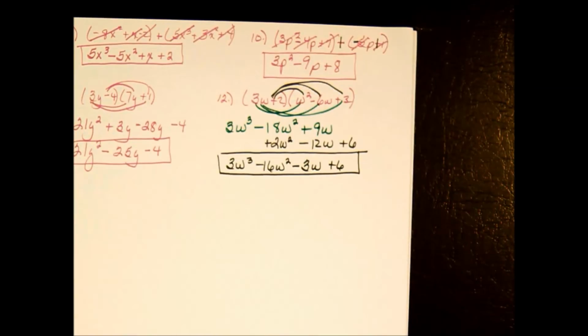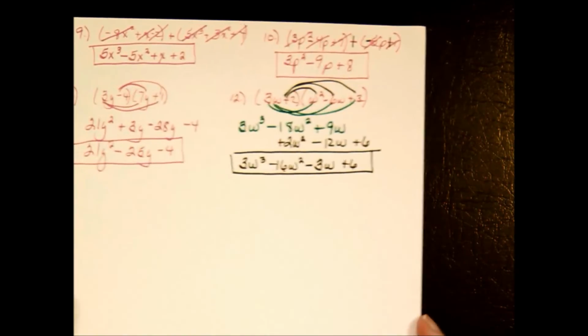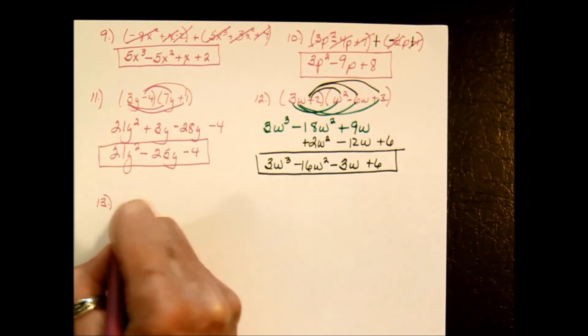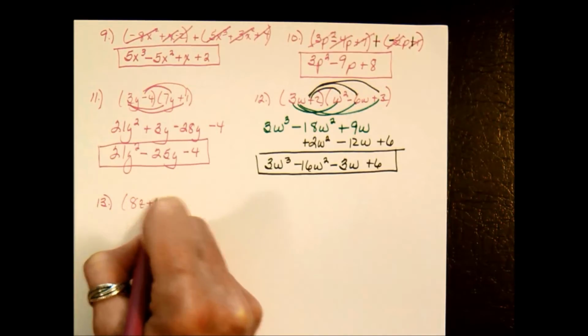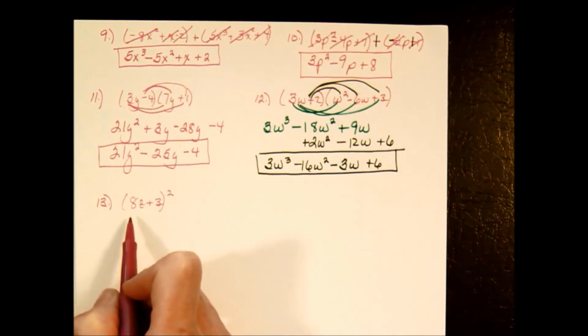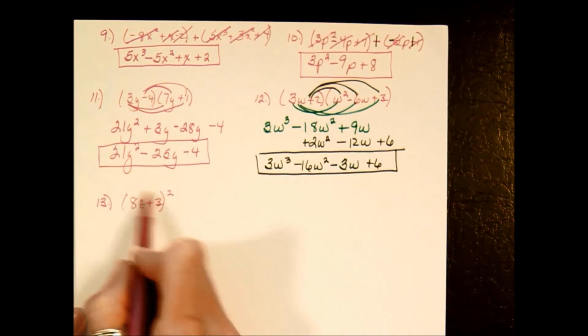Okay, the next one I want to put a star by because this one is so frequently missed and there's really no reason to miss this. It's 8z plus 3 squared. That does not mean 8z squared and 3 squared. It means the whole thing times itself.